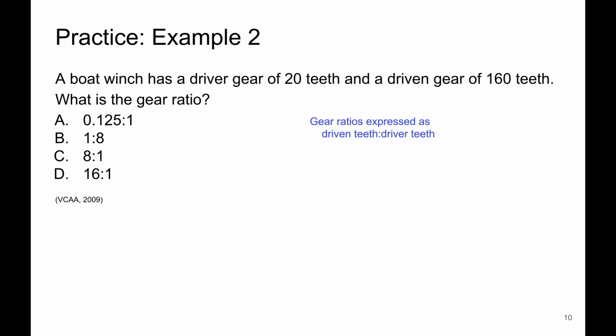To calculate gear ratios, we normally express it as the ratio of driven teeth to driver teeth. So in this case, that's going to be 160 teeth to 20 teeth, which translates to an 8:1 ratio, which is C.